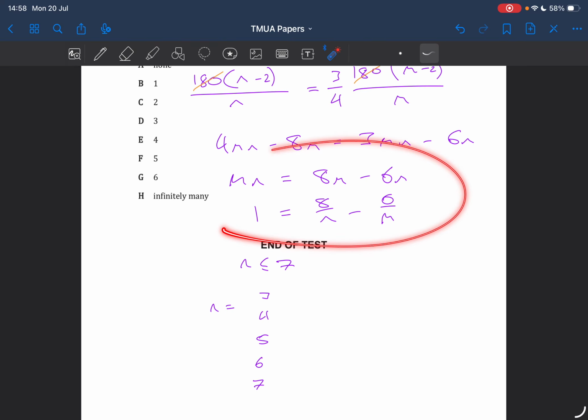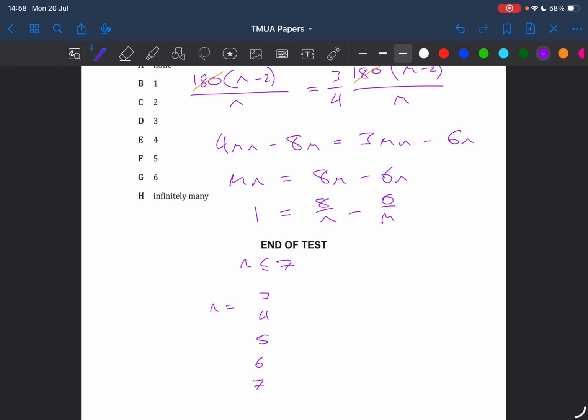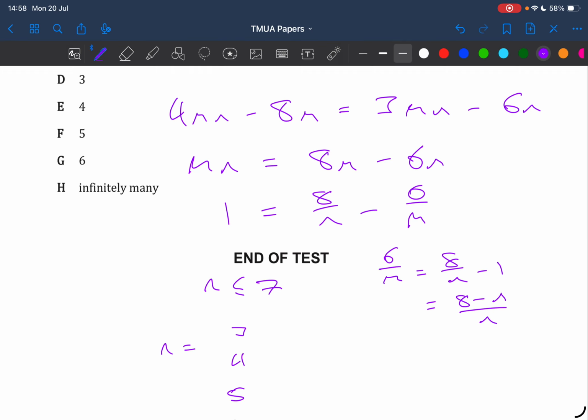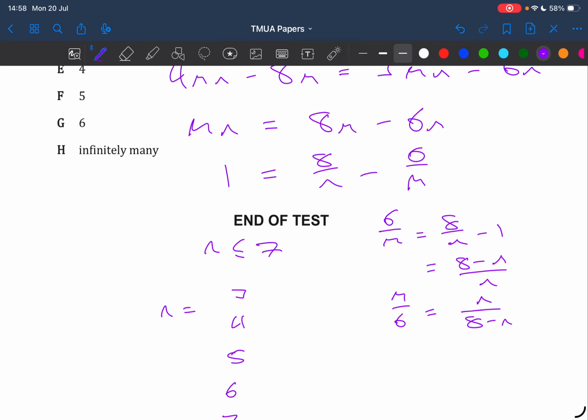So that's good. Let's rearrange for m then to make our life a little bit easier. As we do that, there's the m. If we add that over, we'll have 6 over m is equal to 8 over n minus 1. Make this into one fraction on the right, 8 minus n over n. Flip everything over, m over 6 is n over 8 minus n, and times by that 6: 6n over 8 minus n. And remember, this must be an integer. Has to be a natural number, really, doesn't it?